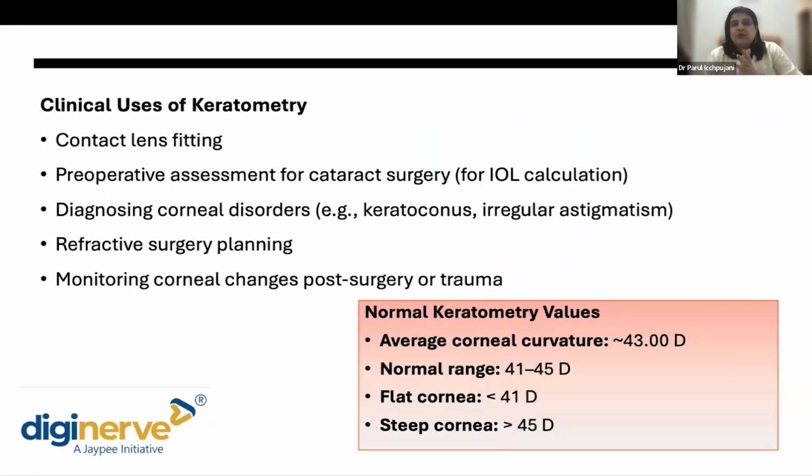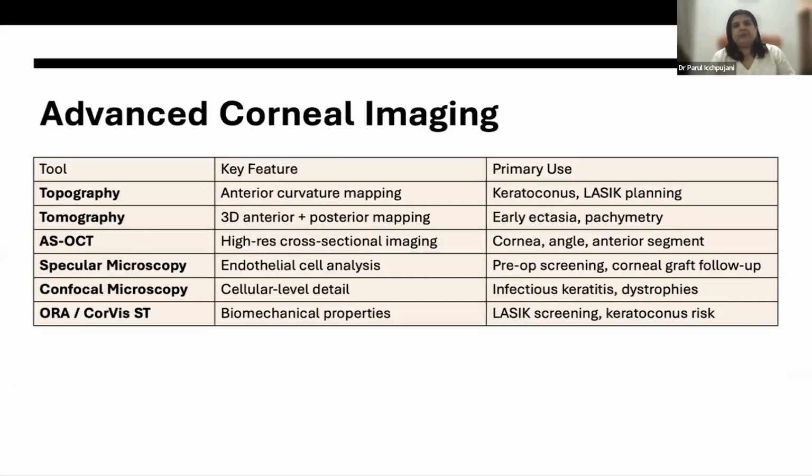For you, it is important to remember some normal keratometric values. The average corneal curvature is around 43 diopters. The normal range is about 41 to 45, 2 diopters on either side. Flat cornea is less than 41 diopters, and steep cornea is more than 45 diopters.